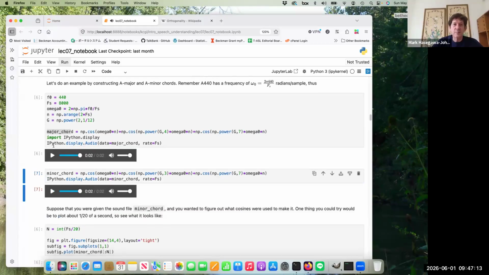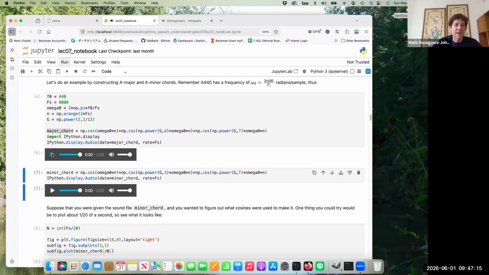It's commonly said that the major chord sounds happy and the minor chord sounds sad. I'm not sure if that's how you hear it, but let me play it again so you can understand what difference people refer to. That's the happy major chord, and that's the sad minor chord.